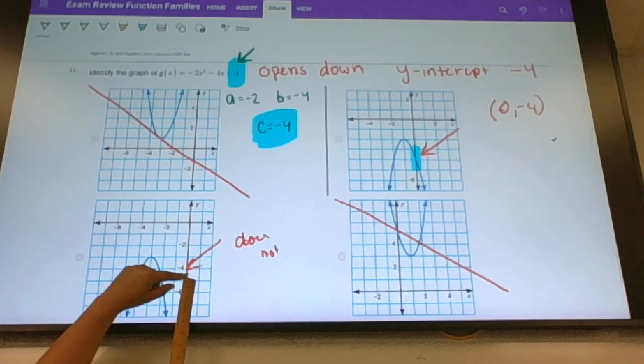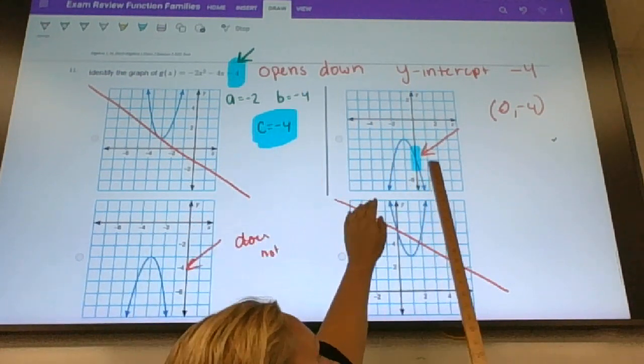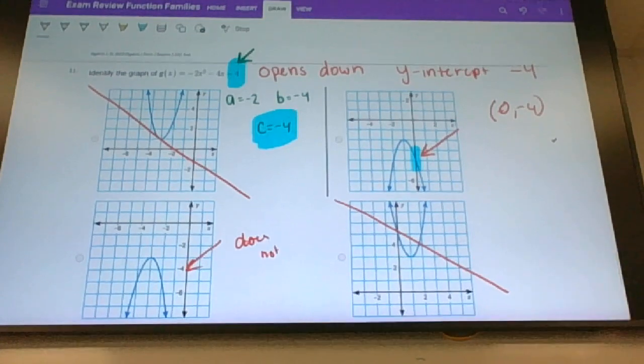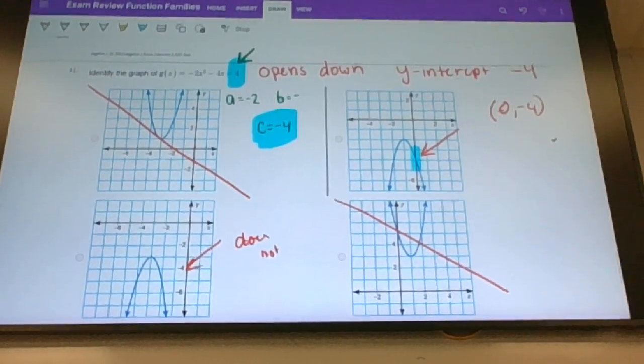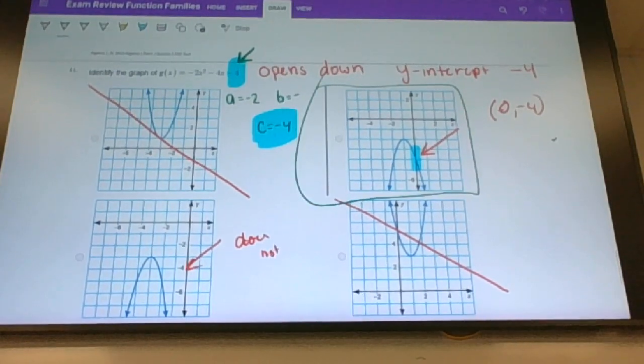So this doesn't have a y-intercept at -4. This does. That's the answer. This could maybe be the easiest question in the review. There's no math involved. You just have to know important parts of the equation and how it relates to the graph.